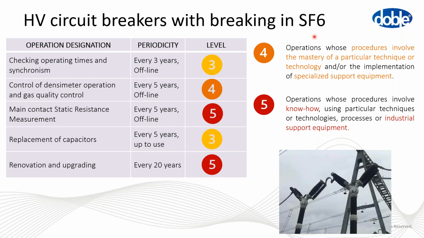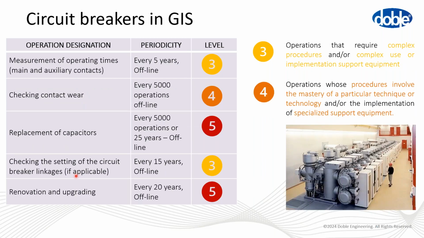We have the same in the case of SF6. In this case, we have a different type of checks because we also have to check the gas quality control. And again, the same for GIS, so gas insulated switchgear.